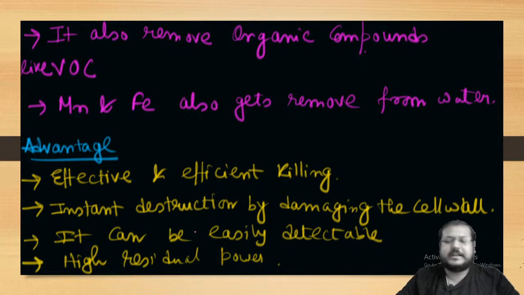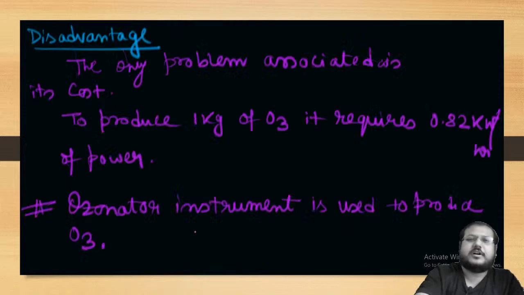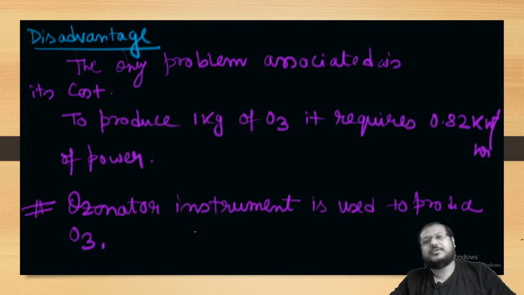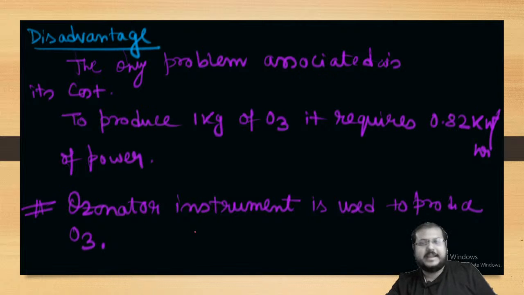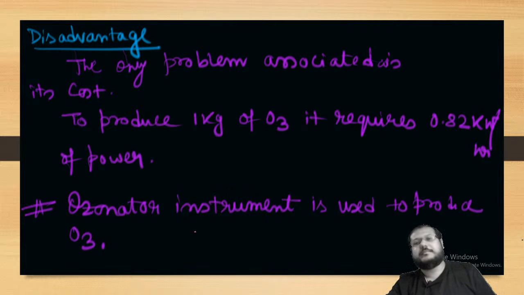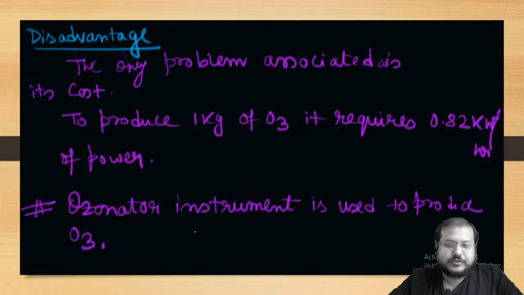All the advantages are there. But then also we are not able to use it in our Indian process because of its cost. To produce 1 kg of ozone, it requires 0.82 kilowatt hour of power. And ozonator is the instrument which is used to produce ozone.